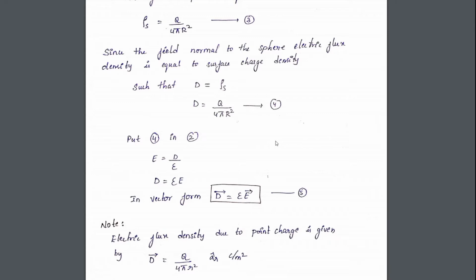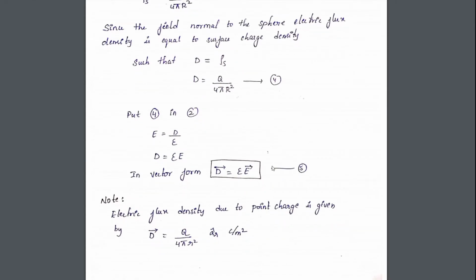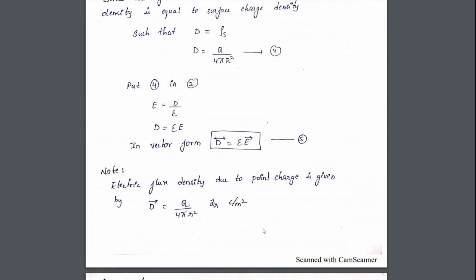And finally, we are arriving at the expression for D. So D becomes what in terms of charge? It was Q by 4 pi R square into AR. And the unit is Coulomb per meter square. So this is about the relationship between electric field intensity and electric flux density.